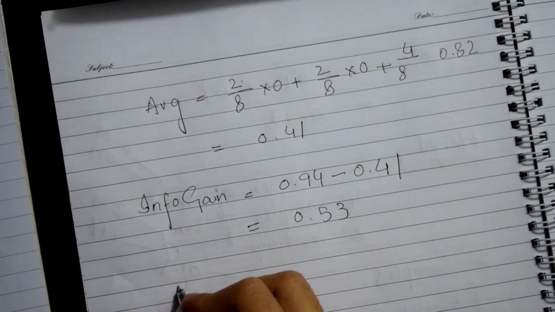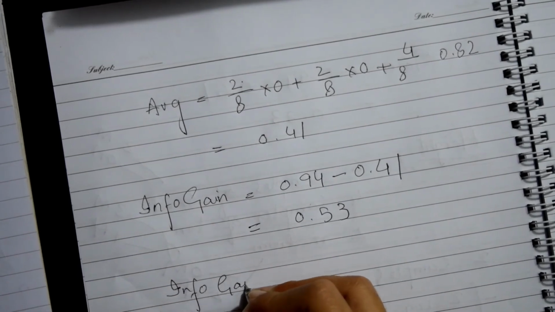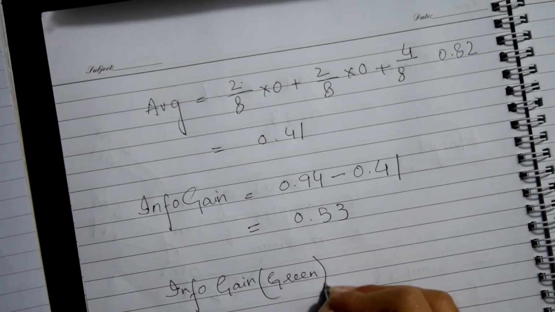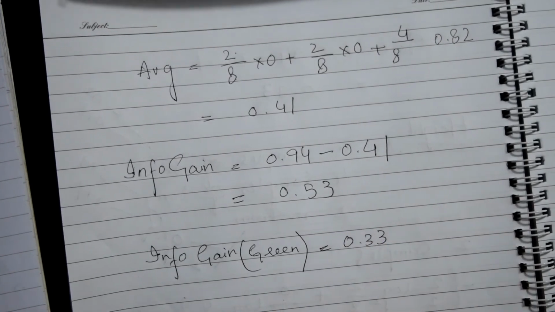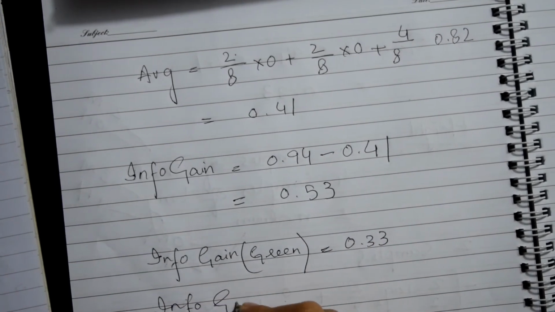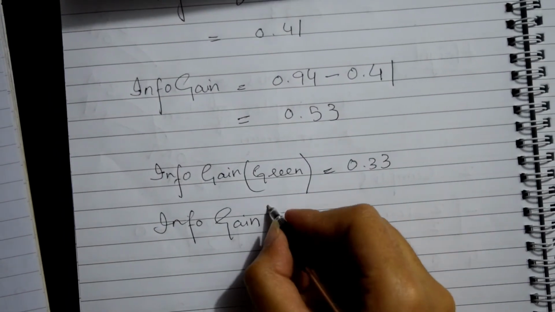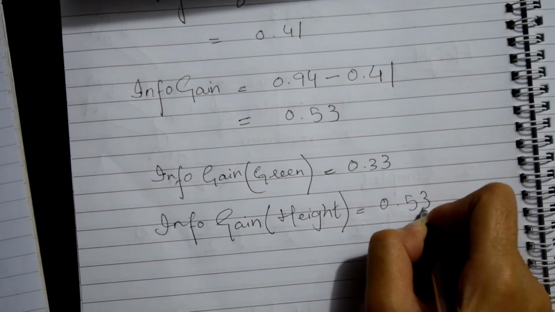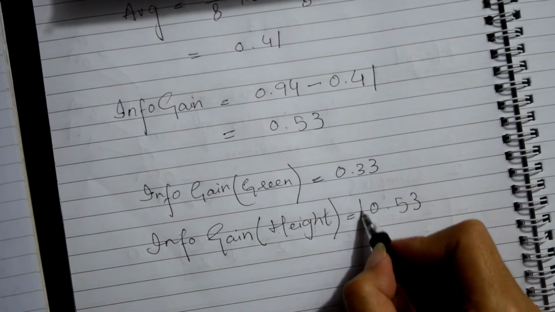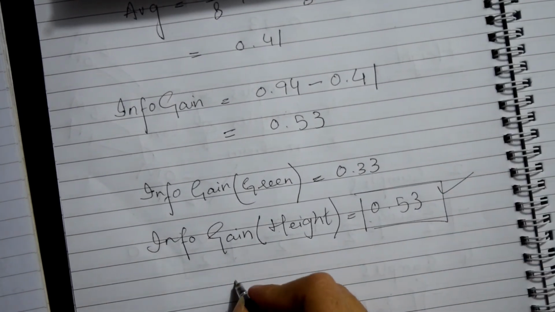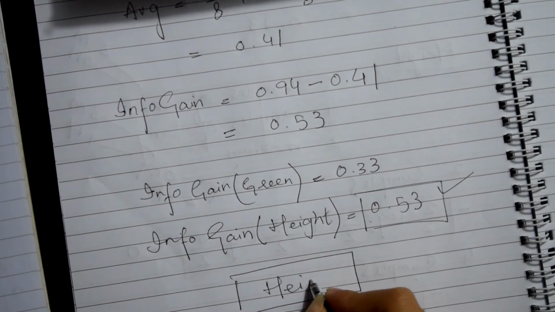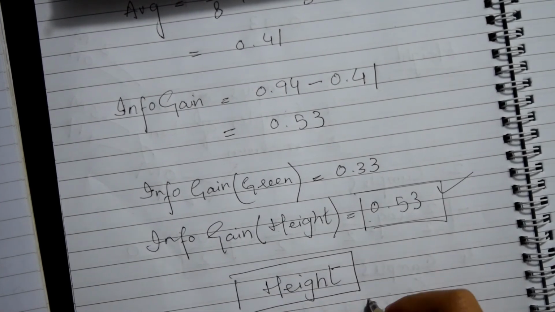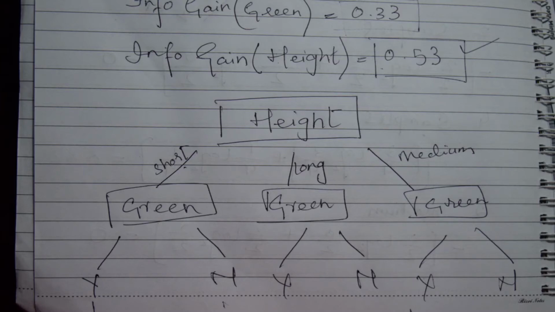Now we have the information gain for green, which is 0.33, and the information gain for height, which is 0.53. The value of information gain for the height attribute is larger, so we put this in the upper node. And we have three branches: short, long, and medium.